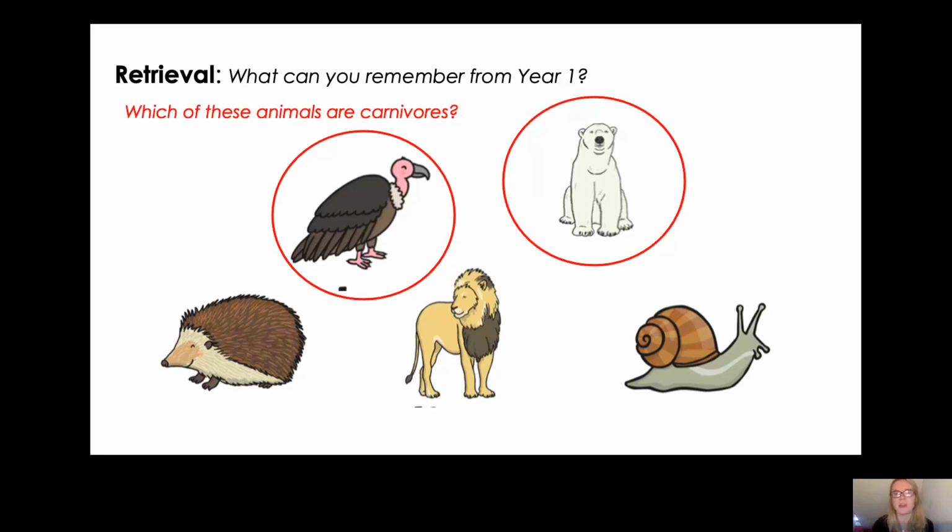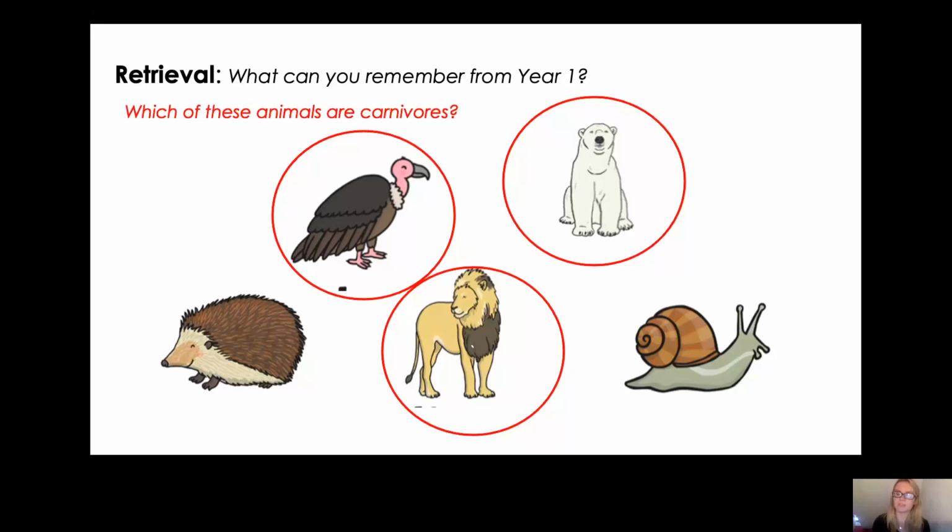Okay, what about our hedgehog? Does anybody know what a hedgehog eats? Well, a hedgehog eats beetles and worms, so that's meat, isn't it? But then it also eats fruits like berries, okay, which is a plant. So it eats meat and it eats plants. So therefore, a hedgehog is called an omnivore because it eats both meat and plants. Okay, so we can't circle our hedgehog as a carnivore. What about a lion? Yes, a lion eats meat, so therefore our lion is a carnivore.